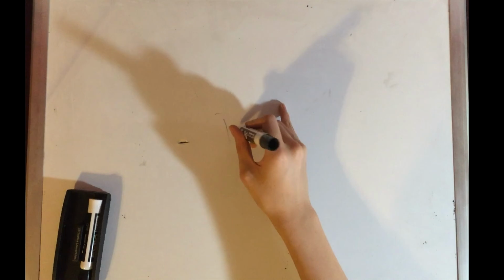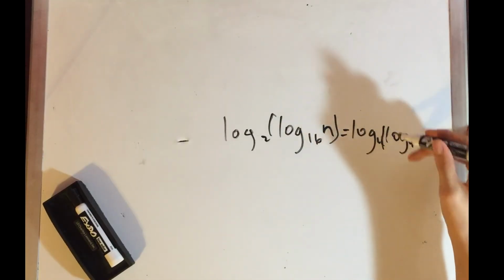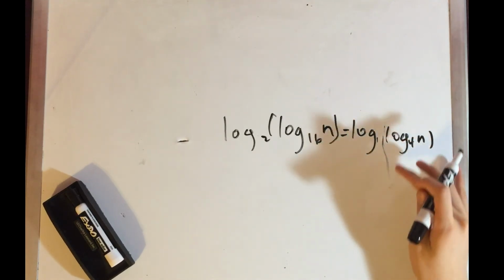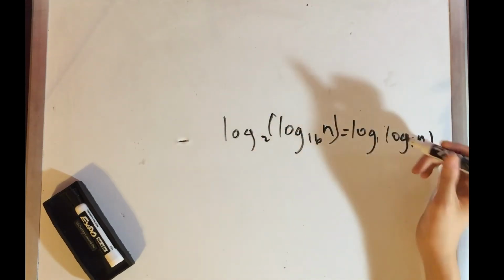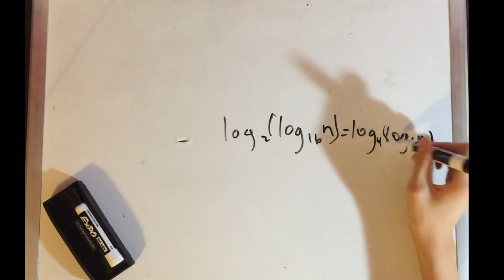Sorry, I came back and erased the board, but I wanted to discuss another way of solving this problem. So I'll write the equation down again. It asks us what is the sum of the digits of n?